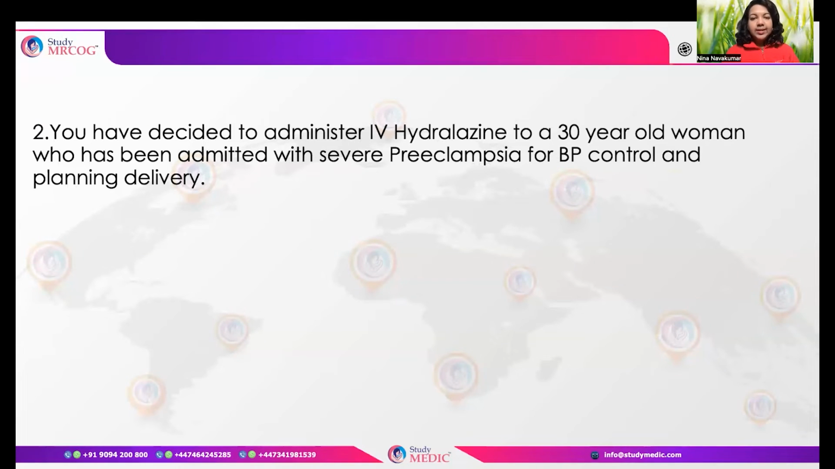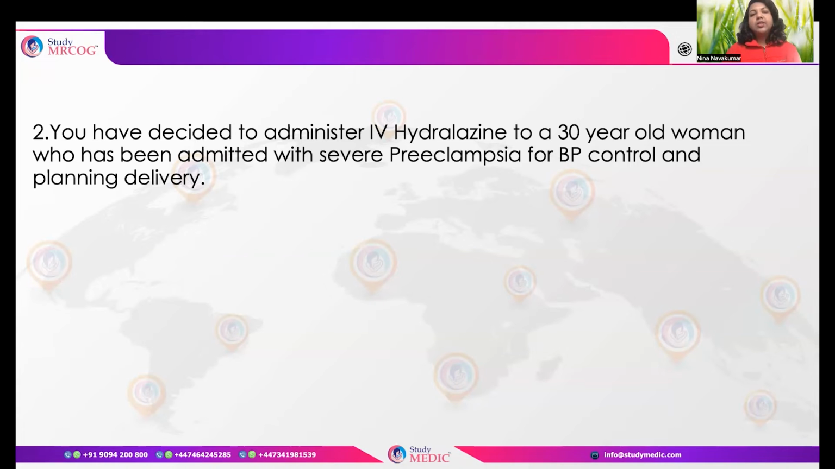Now, moving on to the next question. You have decided to administer intravenous hydralazine to a 30-year-old woman who has been admitted with severe preeclampsia for blood pressure control and planning delivery. So here this woman has got severe preeclampsia, and she is admitted for BP control as well as for delivery. And we are planning to give her IV hydralazine. So what is the precaution we need to take while we think of giving IV hydralazine?